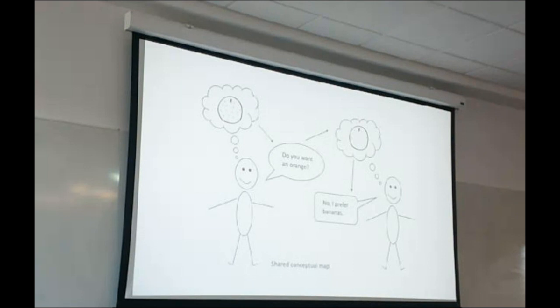Ms. Blue Eyes is mistaken. Orange is vastly superior to bananas. But, nevertheless, it's her preference, and we're okay. Now, this only makes sense as a conversation because they have a shared concept of what an orange is.